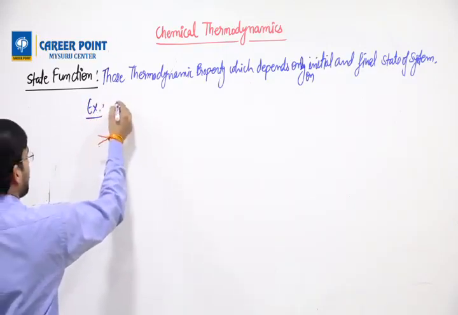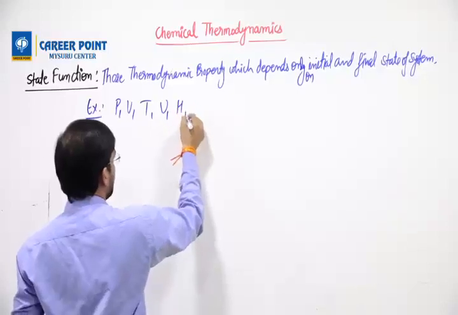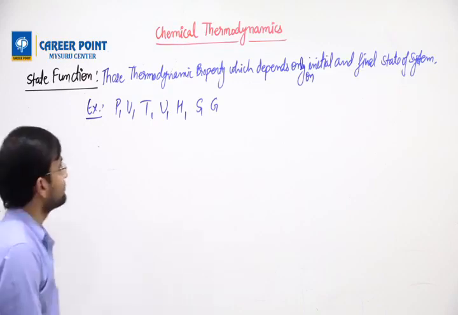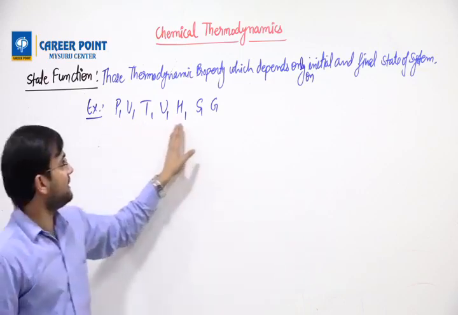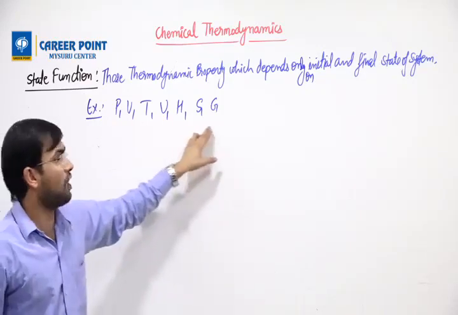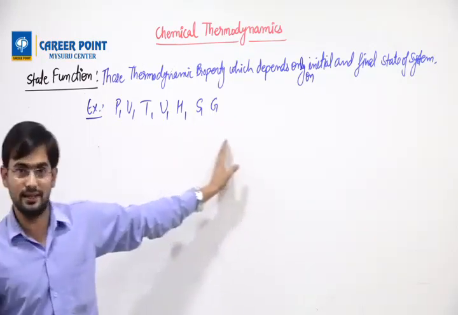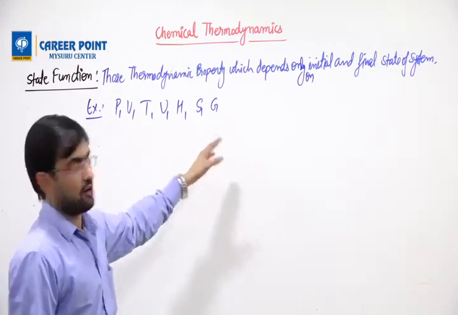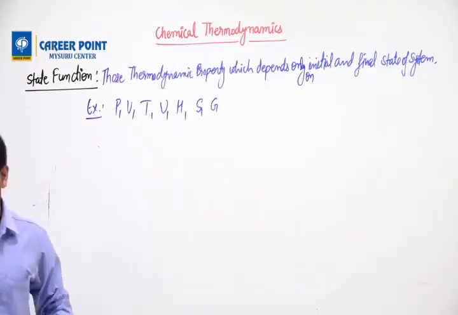Examples: pressure, volume, temperature, U, H, S, G. Okay, I have written P, V, T, U, H, S, G. Your work now is this: you have to write what all of these are in one line in your chat box. I have written symbols. You have to write what these thermodynamic properties are. Write only in one line, all of them. Don't write P on one line, V on another like this. Write everything in one line in your chat box. Write the answer now.